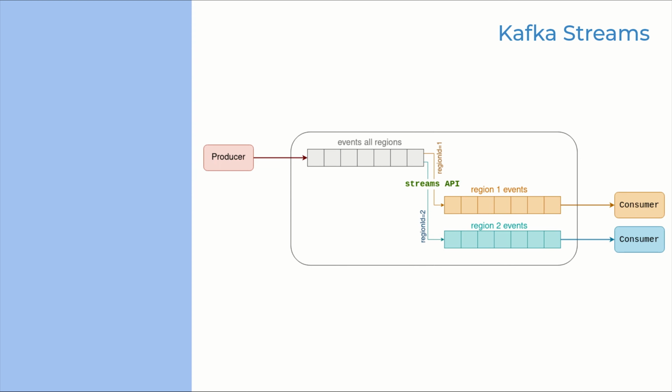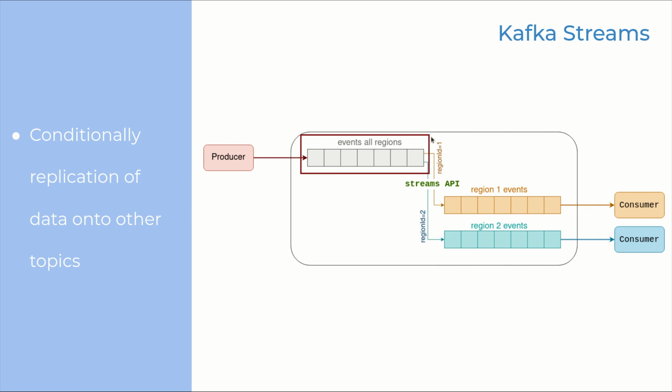Let's talk about Kafka Streams. Kafka Streams allow you to distribute events in a single topic into multiple other topics based on a particular condition. For example, as in here, if the messages need to be split into regions based on a particular region parameter within the message, we could update them like this. So whatever message arrives in the all regions topic will get split into region 1 and region 2 based on the region ID attribute. We can use the Streams API to configure that, and whenever a particular message arrives in the events all regions topic, it will get automatically populated onto the region 1 and region 2 topics.